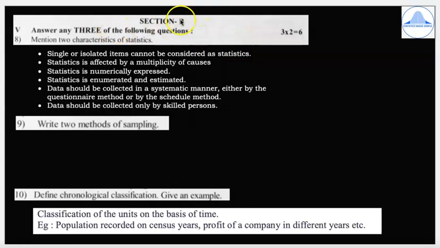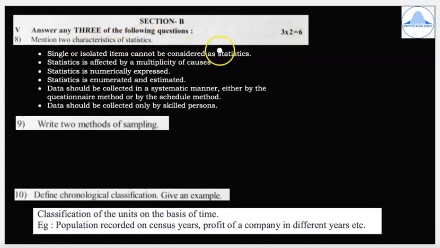Section B. The fifth main, answer any three of the following questions. Each of these questions will carry 2 marks each. So it is sufficient that you write 2 points. Eighth question, mention 2 characteristics of statistics.